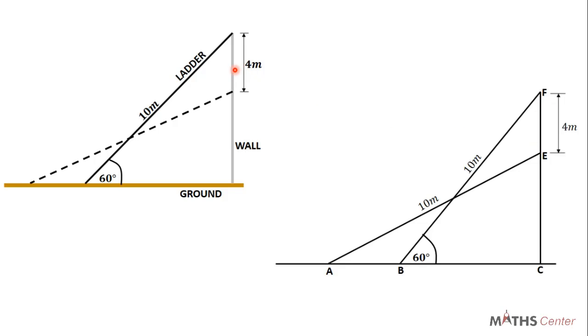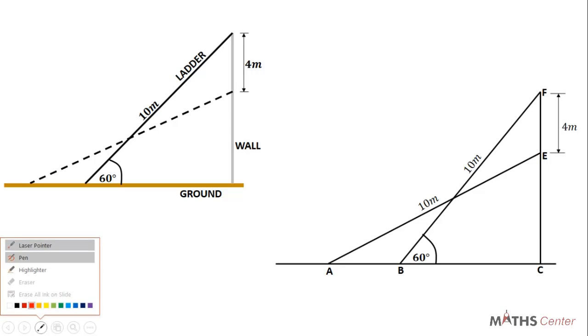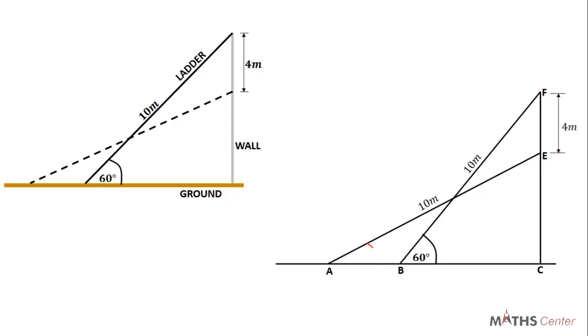From the diagram here, we can see that from this point to this point is 4 meters. So we can see the 4 meters here. And the angle created here is 60 degrees. So we can also see the angle here. The question wants us to find this angle. It wants us to find this angle. That is the first part of our question.